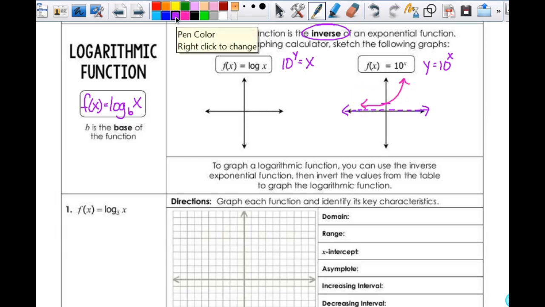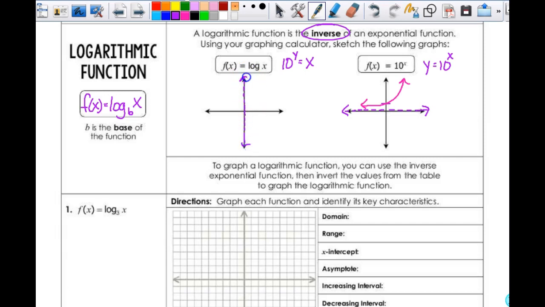So since this is the inverse, where's the asymptote? X what? X equals 0. X and y switch places, right? So this is, thank you. So this is going to be at x equals 0.